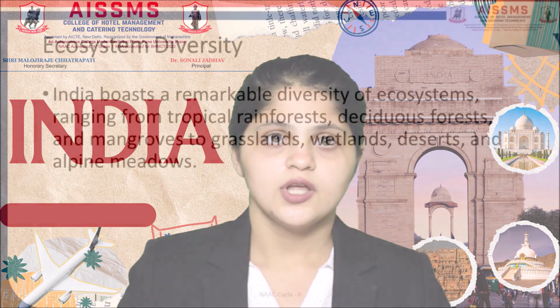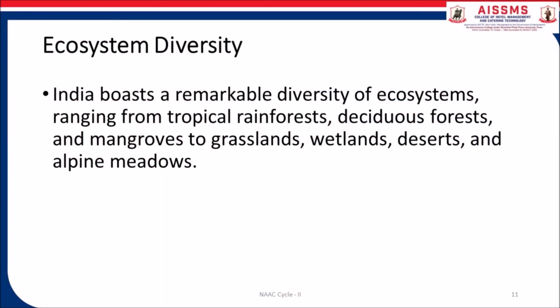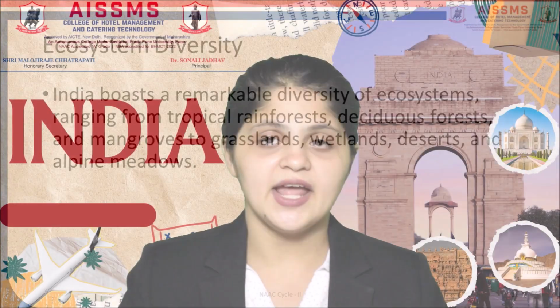Ecosystem diversity. India boasts a remarkable diversity of ecosystems ranging from tropical rainforests, normal forests, and mangroves to grasslands, wetlands, deserts, and meadows. Each of these ecosystems supports a unique array of plant as well as animal species adapted to their specific environmental conditions. India's coastline stretches over 7,500 kilometers and encompasses diverse coastal and marine ecosystems, which include coral reefs, mangroves, and sandy beaches.